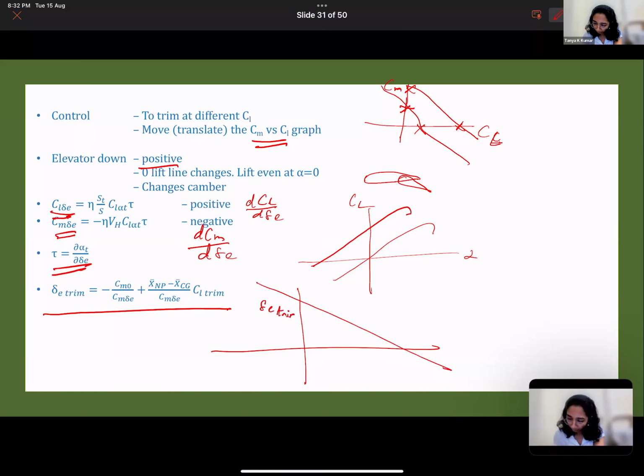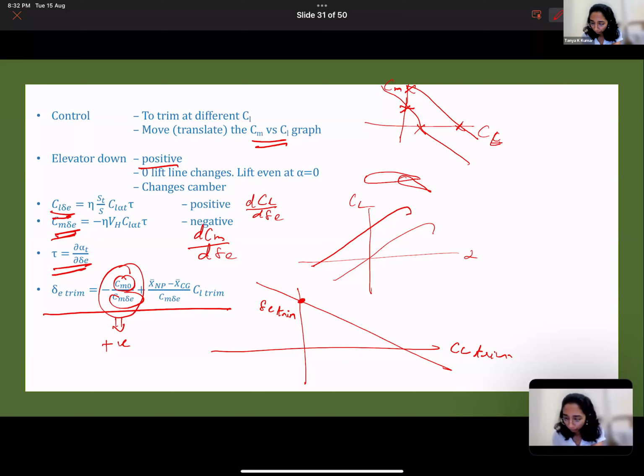Delta E trim and CL trim. Now we know CM naught for a conventional aircraft is positive. CM delta E from here we know it's negative. So the intercept, the whole intercept is positive, which is what is seen here.